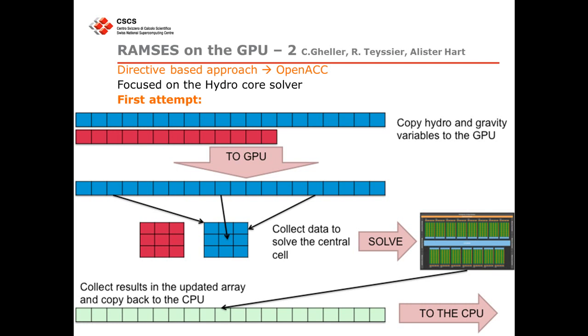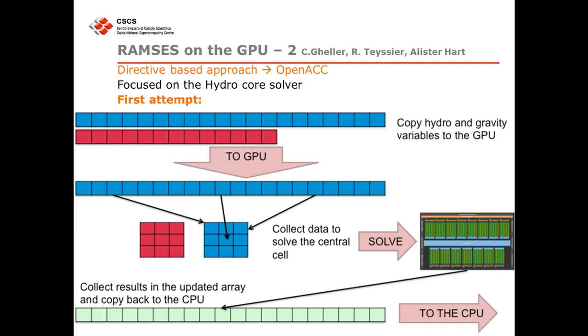So you have in blue the hydro variables. In red, you have the gravitational field that you need to integrate the hydrodynamics equation that you want to solve on the GPU. So the first, simplest idea was to move everything to the GPU: hydrodynamics, and I forgot to put also the gravitational field, and then solve the hydrodynamic equation on the GPU. When you want to solve the problem on a cell, you have to collect all the data from the neighbors, build these small patches, send them to a thread, and ask the thread to integrate the equation. Then when it's done, you move back the result, and when you did that for all the cells, of course, you move everything back to the CPU.